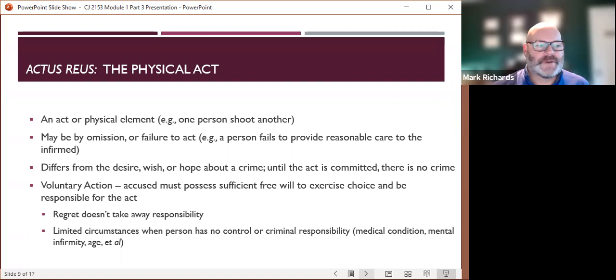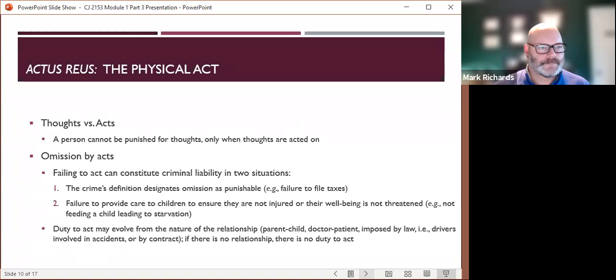Actus reus must be a voluntary action. The accused must possess sufficient free will to exercise choice and be responsible for the act. Regret simply doesn't take away a person's responsibility. But there are limited circumstances when a person has no control or criminal responsibility, like their medical condition, mental infirmity, their age, or other circumstances.